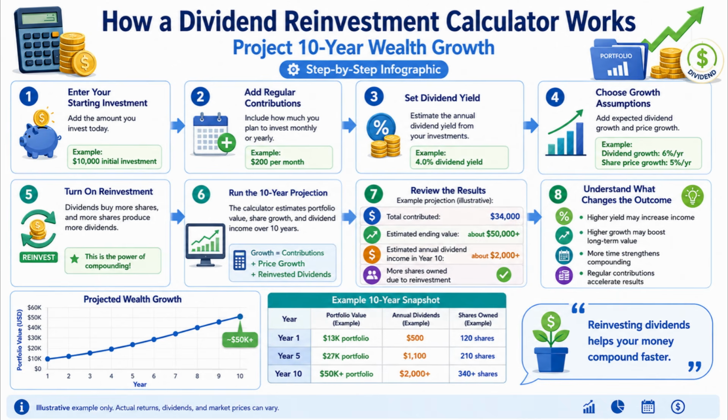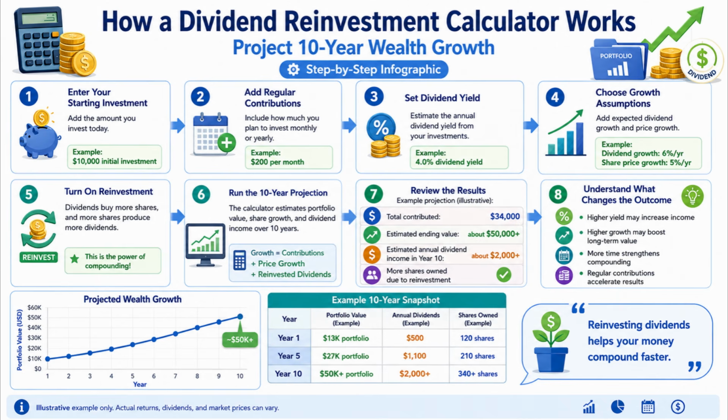Afterward, the calculator runs the 10-year projection by combining your contributions, price growth, and reinvested dividends. This helps estimate your future portfolio value, your share growth, and your annual dividend income over the full period. Then, you review the results to understand the possible outcome.